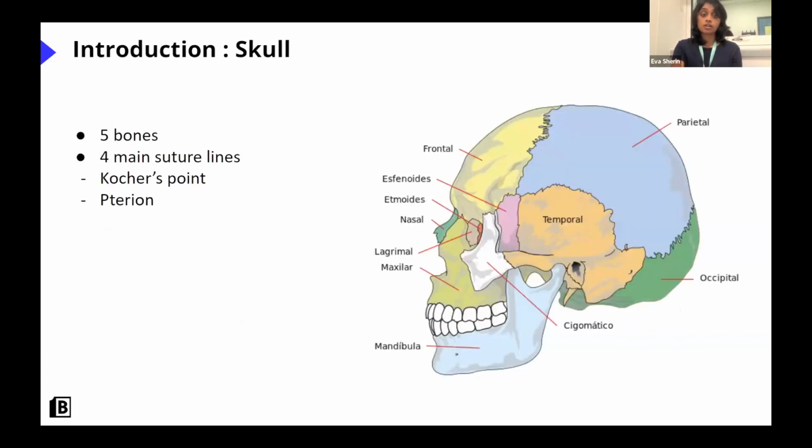Then moving on to the skull in itself, we've got 5 bones which fuse together to form the skull. We've got the frontal, the parietal, the temporal, occipital, and the sphenoid, which you cannot see from the outside because it's like inner and medial going in like that. And we've got the 4 main suture lines. We've got the coronal suture line, the lambdoid suture line, the sagittal, which goes in the middle. So you've got the coronal in the front, the sagittal, the lambdoid, and the temporal one.